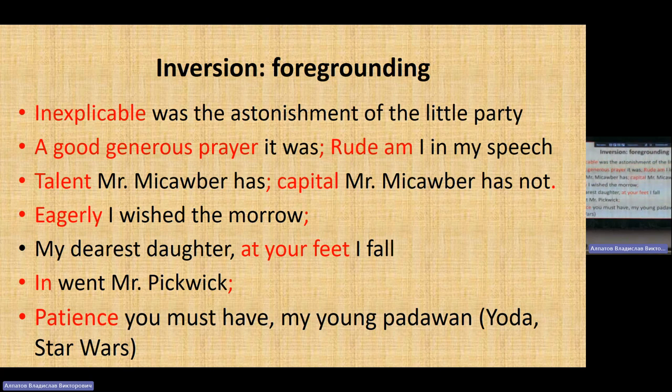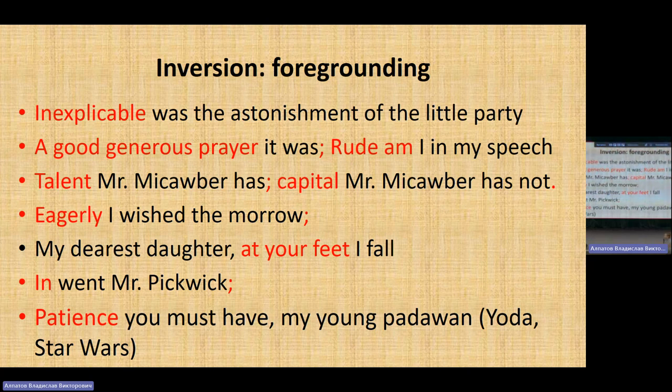"Inexplicable was the astonishment of the little party," so of the little group of people. Inexplicable, необъяснимый. What is the syntactical role of inexplicable? It's the predicative, right? So we often foreground the predicative. The astonishment was inexplicable. "A good generous prey it was," also the predicative, but expressed by a nounal group. "Rude am I in my speech." This is a famous example. I am rude, right? Rude am I in my speech.